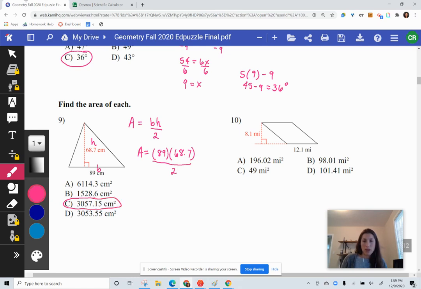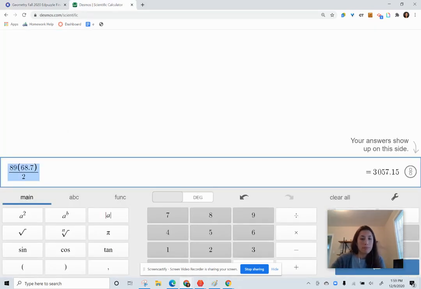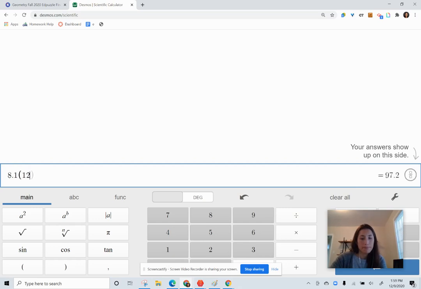Okay, here we had a triangle to start, now we have a parallelogram. And remember, a parallelogram is really just a slanted rectangle. So for a parallelogram, your area is the same as whatever it would be for a rectangle. It's just base times height. So here's our base, and here is our height. If we multiply those, we've got 8.1 multiplied with 12.1. That's going to be 98.01.